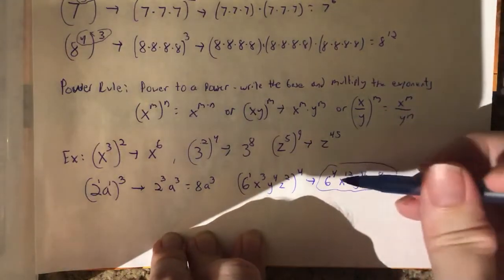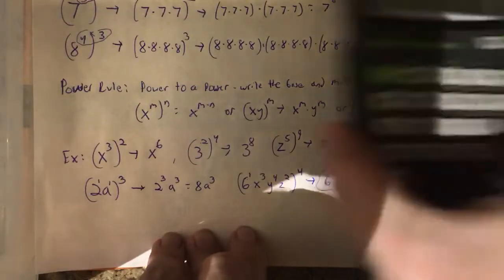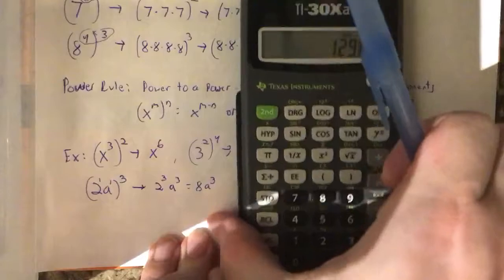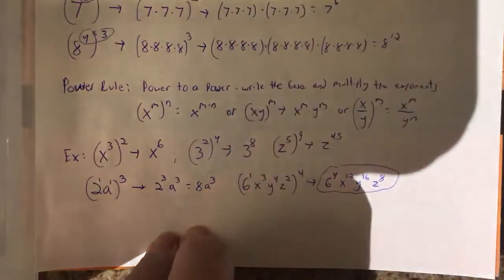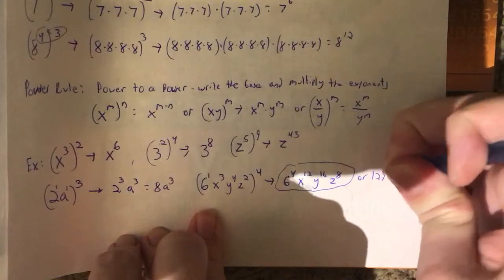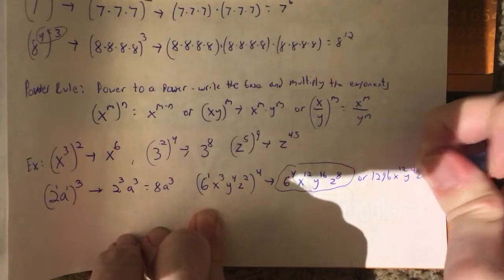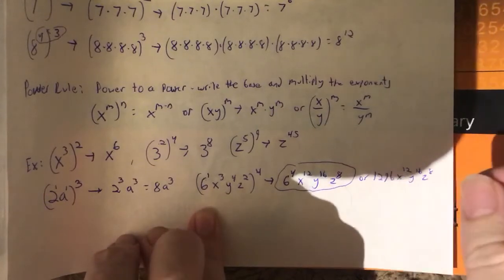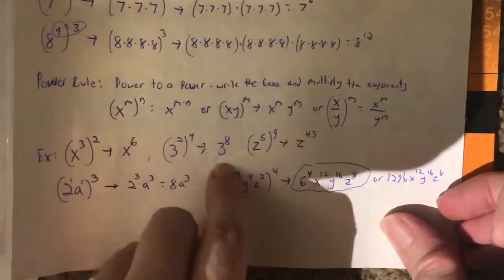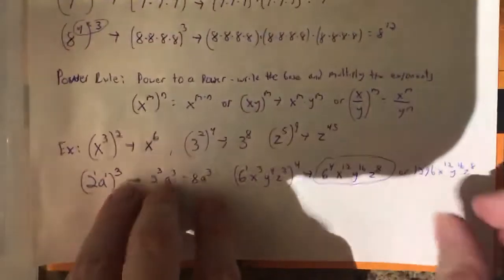If it wants you to expand out the 6, I could do 6 to the 4th power. 6 times 6 times 6 times 6, which on the calculator would just be 1296. You can do that. So if you wanted, you could also say 1296, x to the 12, y to the 16, z to the 8th. Both are acceptable. So it doesn't just have to be 2, it could be more than 2 terms inside. It could be 4, it could be 10.